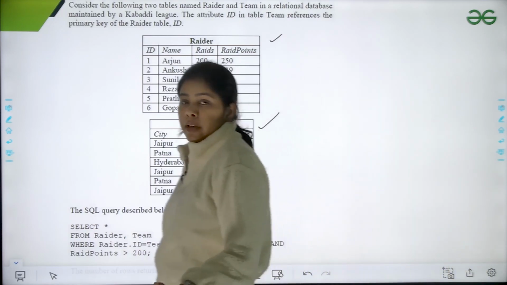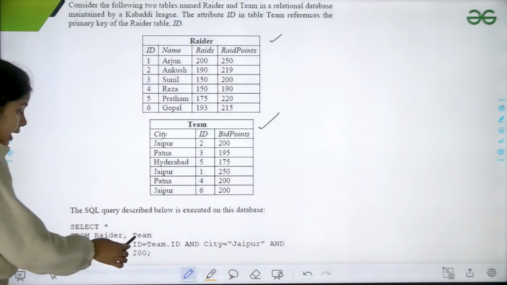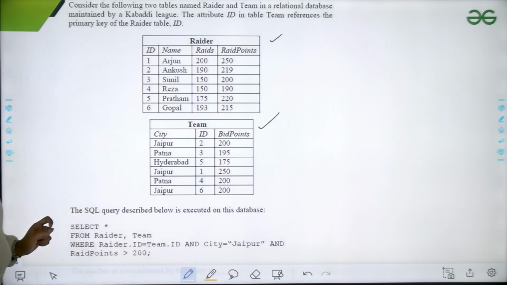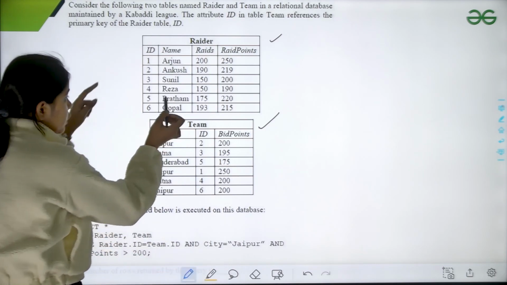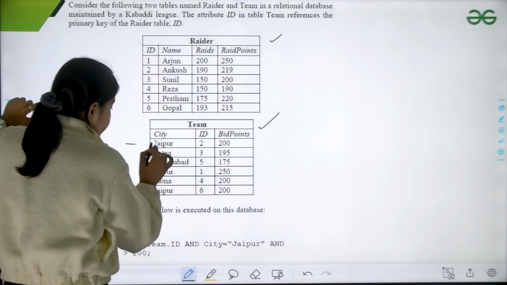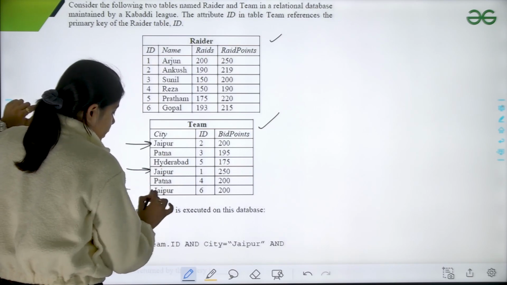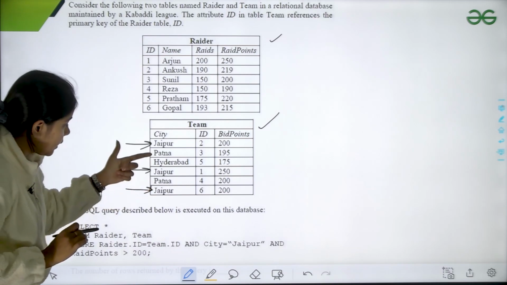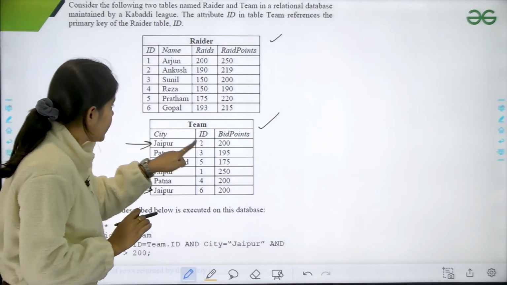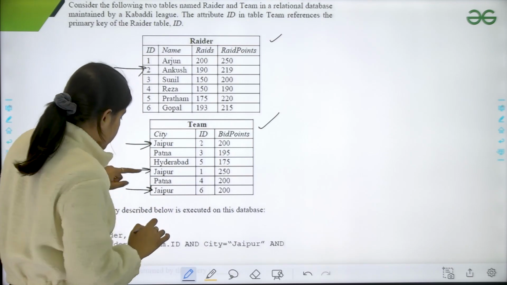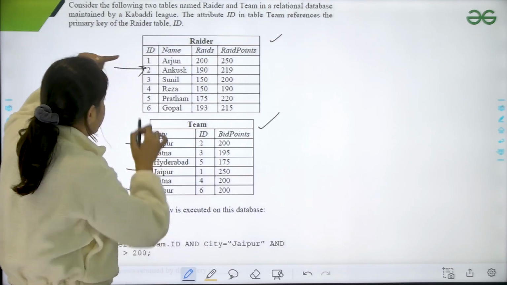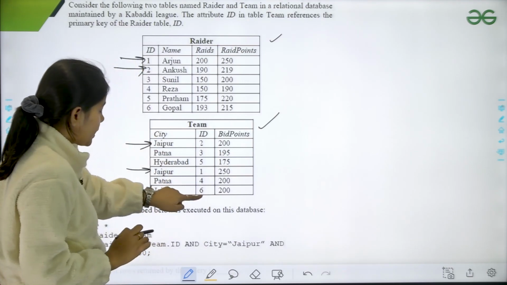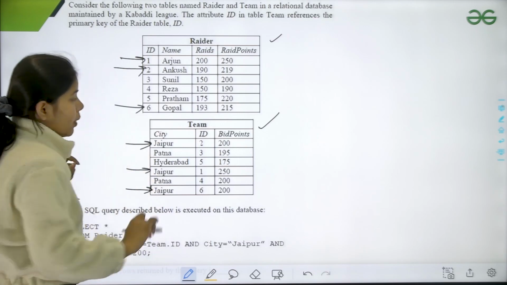So that means we have to combine these two tables such that city is equal to Jaipur and rate points is greater than 200. So first of all, let's see where we have city Jaipur, this one and this one. These three cities are Jaipur, and you can see that this has ID 2, so it goes to Ankush. Jaipur, it goes to 1, right? And it has ID 6, so it goes to Gopal, right?